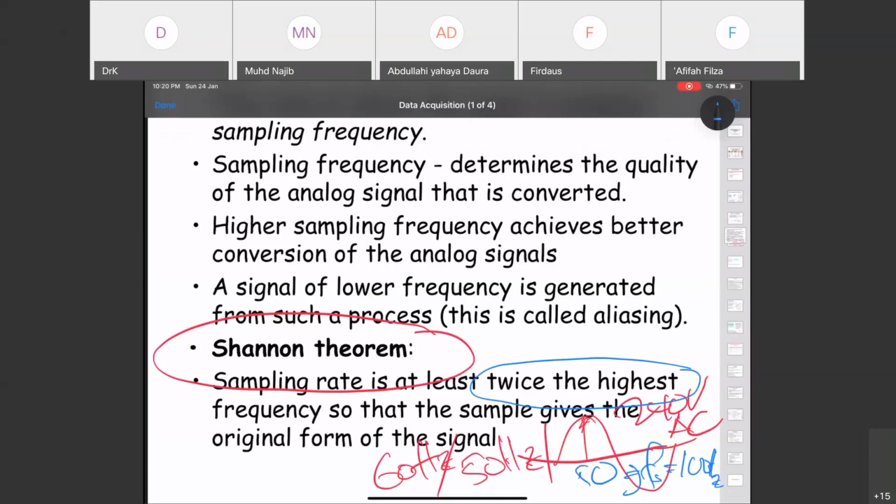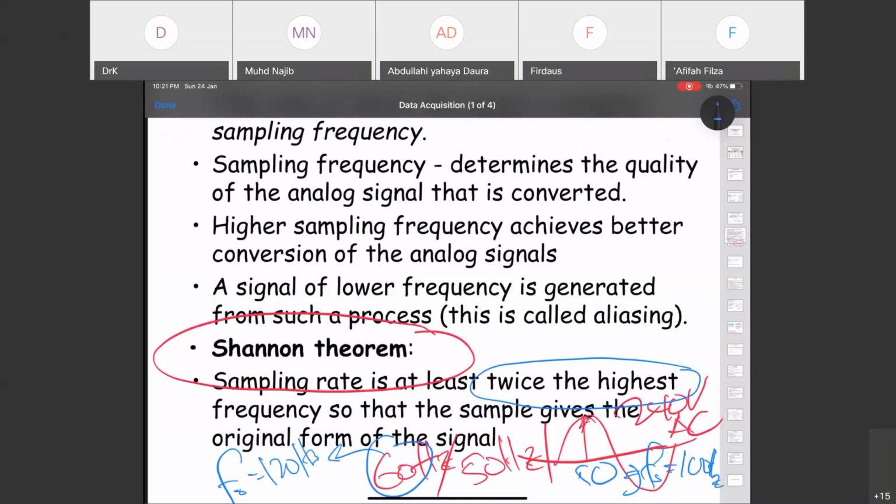Because in this case, if the maximum frequency my input signal can give me is 50, I will sample at 100. All right. If my input signal's maximum frequency is 60 hertz, then my sampling frequency is at 120 hertz.